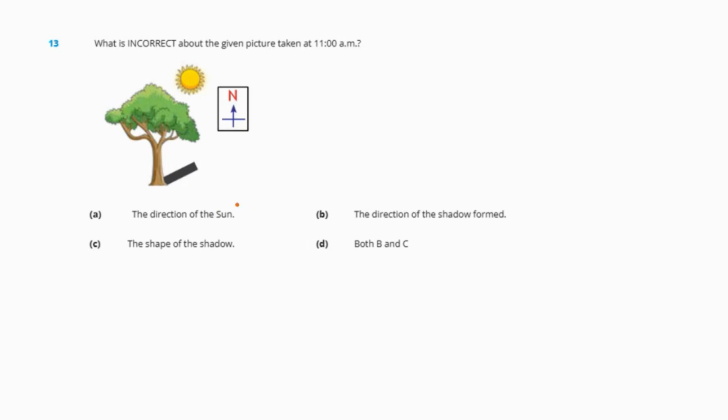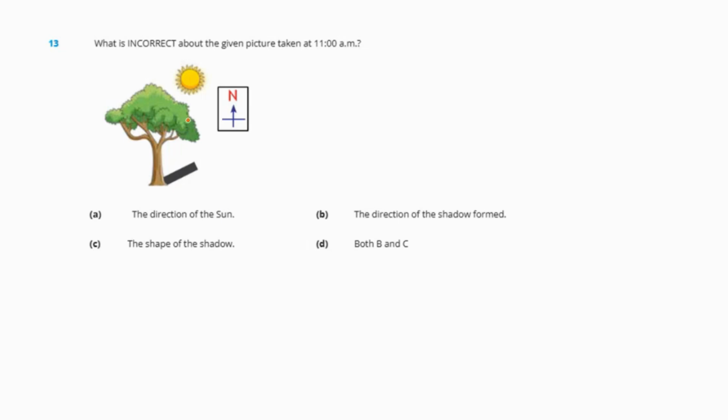But here the shadow is in the same direction only, right? So the shadow is wrong. The direction of the shadow formed is wrong only, right? Yes. And what is the shape of this shadow? Here we can see a tree, but the shadow is in the shape of a pole only, right? Yes, the shadow is also wrong.